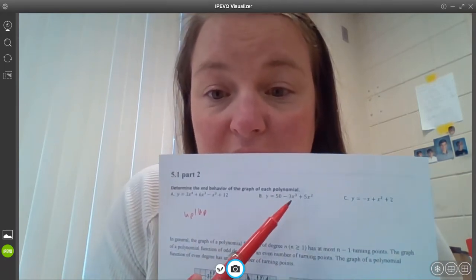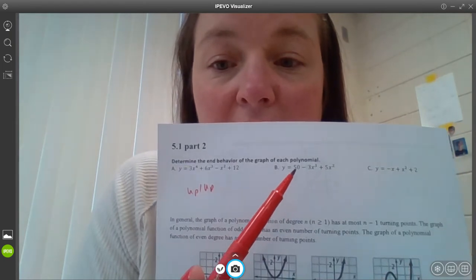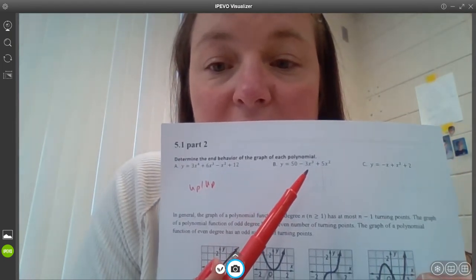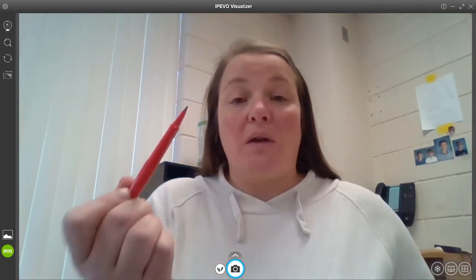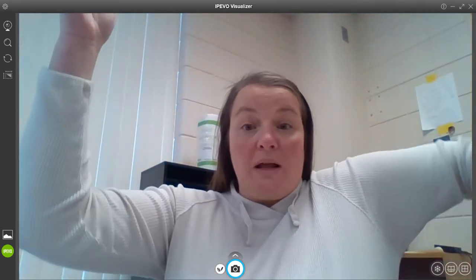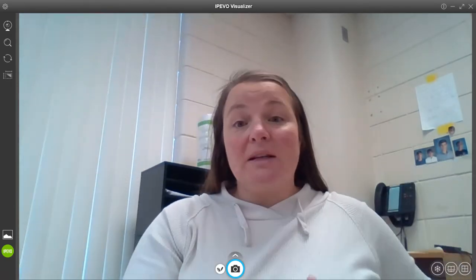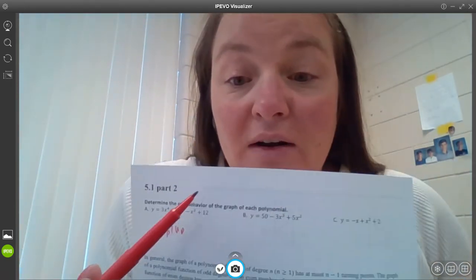So the second one is not in standard form. Notice how the highest degree is not first. However, I can still look at what my highest degree is. It's going to be x cubed. Now, for x cubed, it would be down, up. So it's opposite. When it's an odd degree, it's opposite.